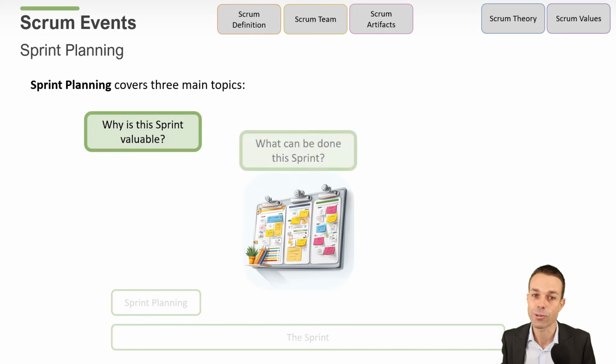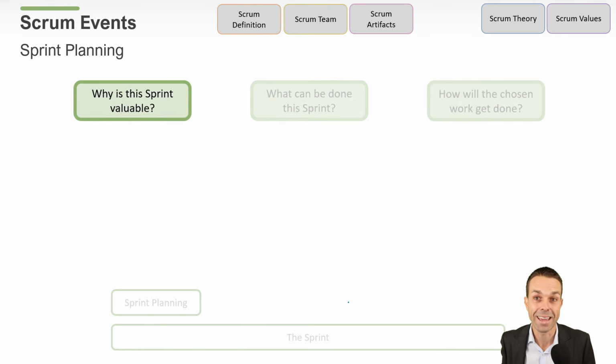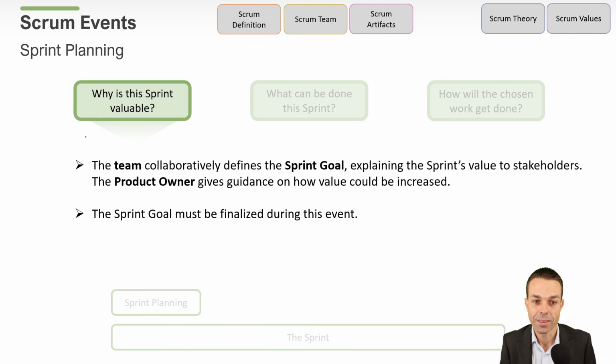Sprint planning covers 3 main topics. Why is the sprint valuable? What can be done in the sprint? And how will the chosen work get done? Now, for why is a sprint valuable, the team collaboratively defines the sprint goal. Why are we doing what we're doing? It explains the sprint's value to stakeholders. The product owner gives guidance on this and also how value could be increased. The sprint goal must be finalized during sprint planning.